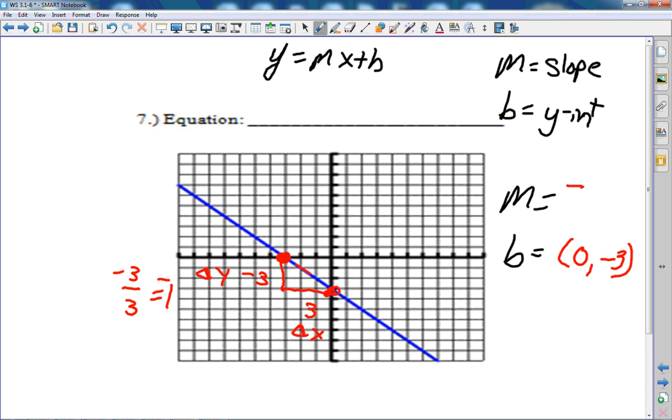Down 1 to the right 1, put a dot. Down 1 to the right 1, put a dot. So everywhere I'm moving, I'm down 1 to the right 1. So my slope is -1. I can write this a couple ways. One way is y equals -1x minus 3, or I can write y equals -x minus 3. Both ways would be correct.